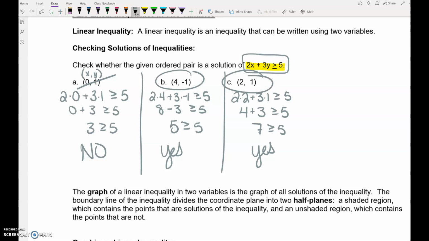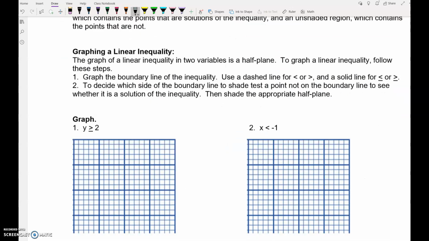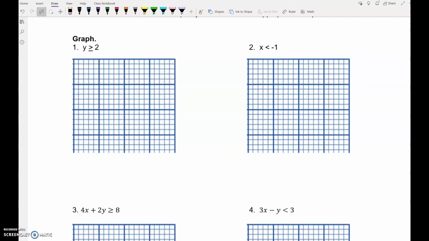The graph of a linear inequality shows all of the possible solutions. Anything that is shaded is a solution. You could pick one of those ordered pairs, plug it in, it would create a true statement. So let's graph some inequalities.